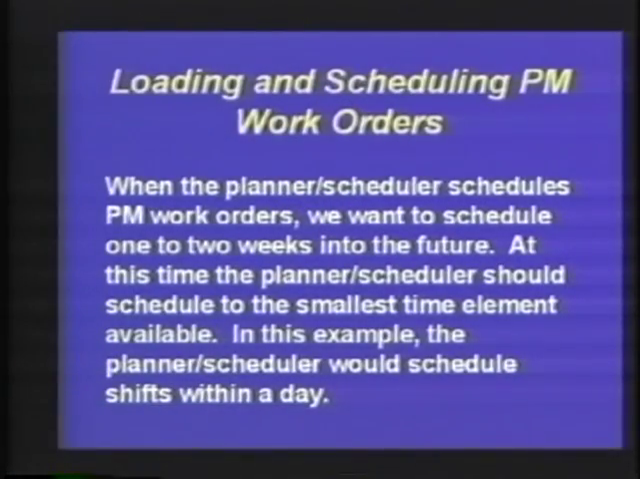Continuing now on page 32, when the planner scheduler schedules the PM work orders, we want to schedule, as I've indicated, and I'm putting it in writing here, 1 to 2 weeks into the future. All this time, the planner scheduler should schedule to the smallest time element possible. In this example, the planner scheduler would schedule within a shift within a day. So you could see we could take the weekly plan, break it down to a day, and ultimately to a shift.